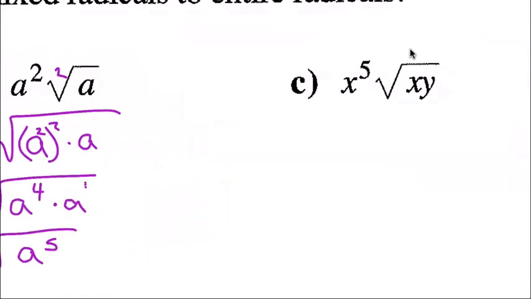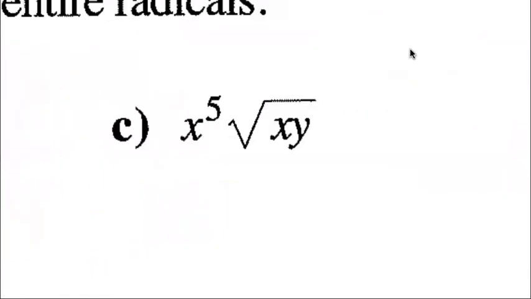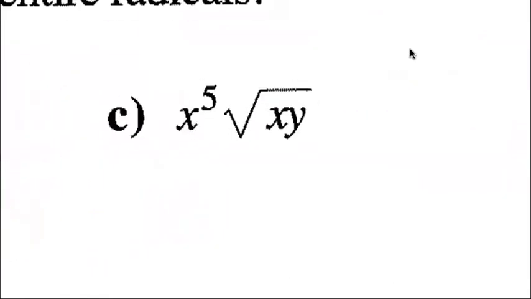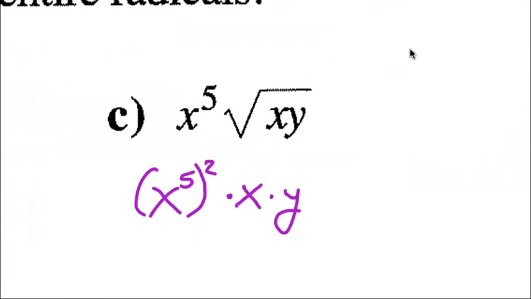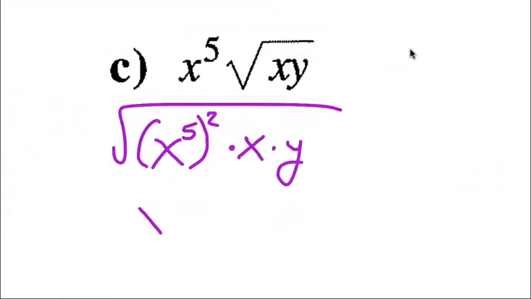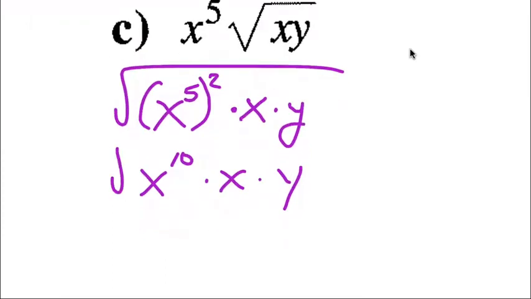Question C. x to the 5th times the square root of xy. So that x to the 5th going back in is x to the 5th all squared times x times y. x to the 5th squared is x to the 10th times x times y. And again, I can combine those x's. 10 plus 1, x to the 11, y, square root.